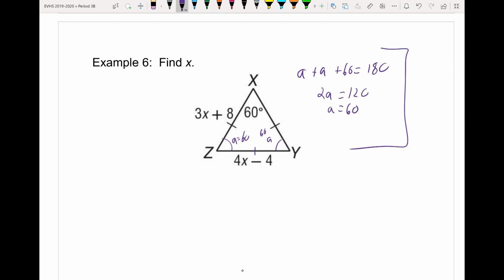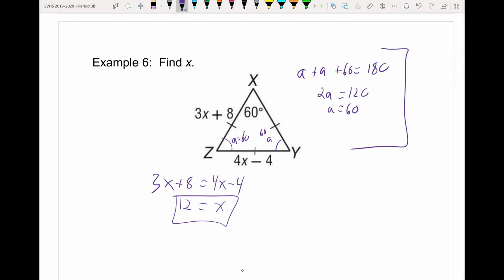Okay, so the question was, how do I know that our two base angles down here, Z and Y, are both 60 and one's not 59, one's 61? The reason is because it's marked as isosceles. These two guys, the legs, are congruent. Therefore, the angles across from them must be equal by the isosceles triangle theorem. Okay. Now we can actually go on to solving this thing. 3x plus 8 equals 4x minus 4. Subtract that gives me x equals 12.